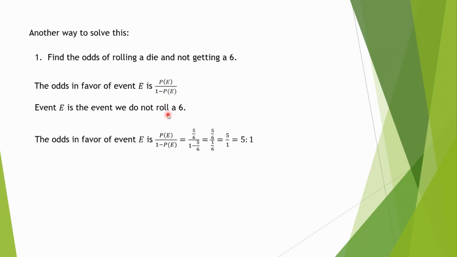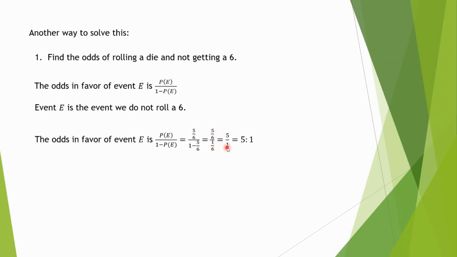Now, what do we get? Well, we know the probability of not rolling a 6 is equal to 5 over 6. We just saw that. Then we're dividing by 1 minus that. Now, 1 minus 5 over 6, okay? Well, that's the same thing as 6 over 6 minus 5 over 6, which is 1 over 6. I'm just subtracting fractions. That's all I am doing.